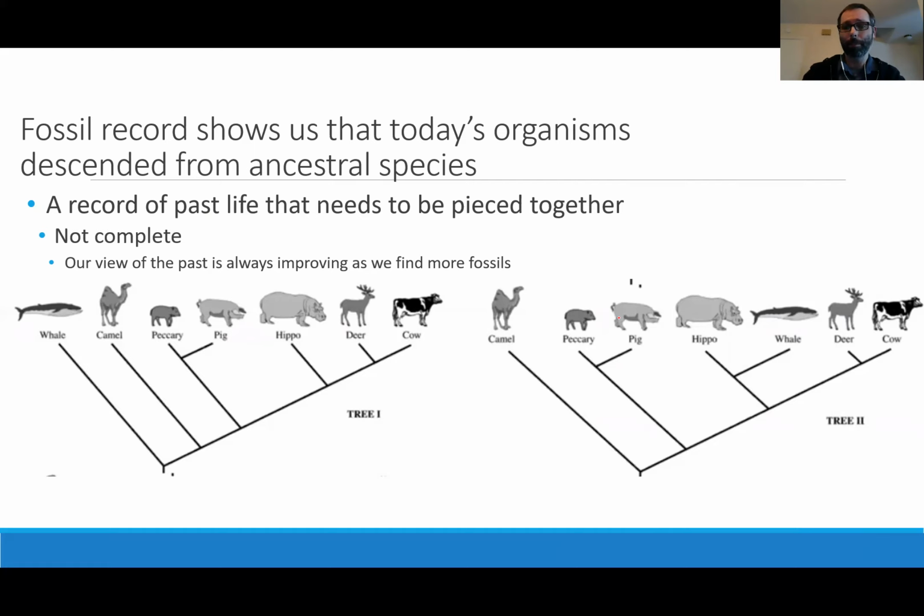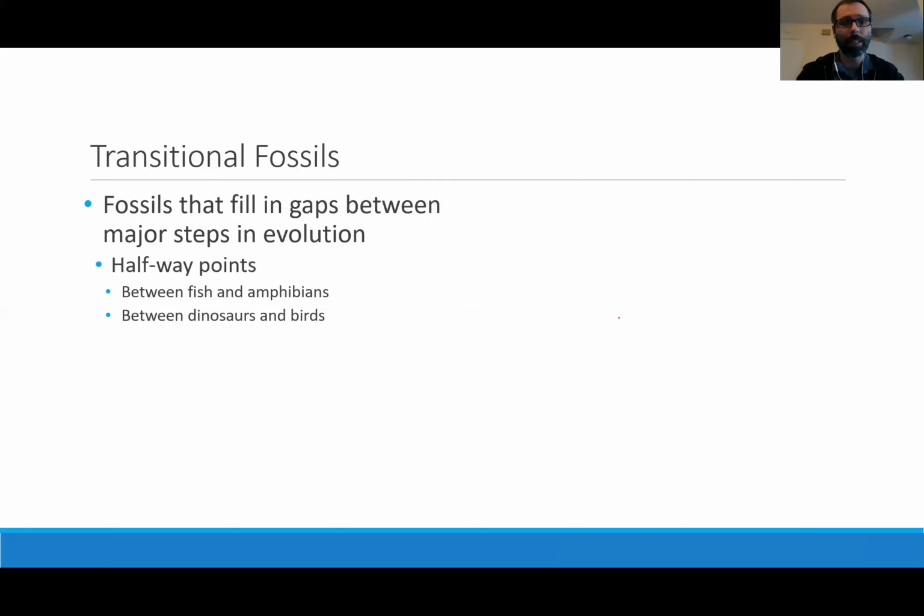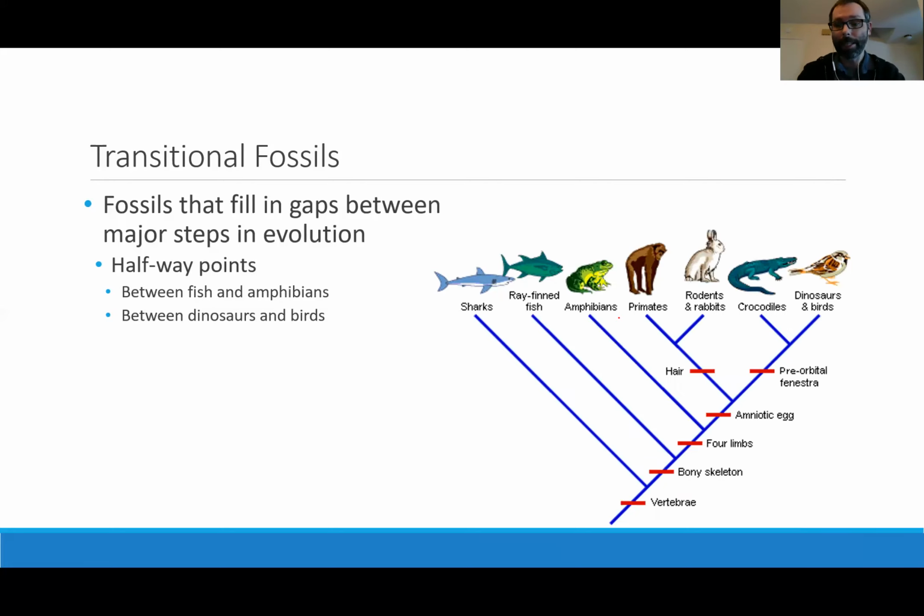Now, there's a couple other places where there are some really interesting transitional fossils that fill the gaps between major steps in evolution. And there are two of them that I wanted to talk about. One of them is from fish to amphibians, and the other is from dinosaurs to birds. Here is a cladogram, an evolutionary history that shows all of these vertebrates, right? So these are things that have backbones.